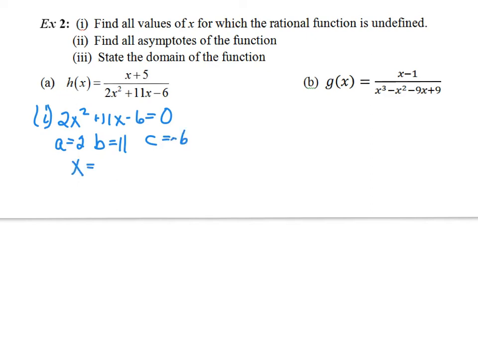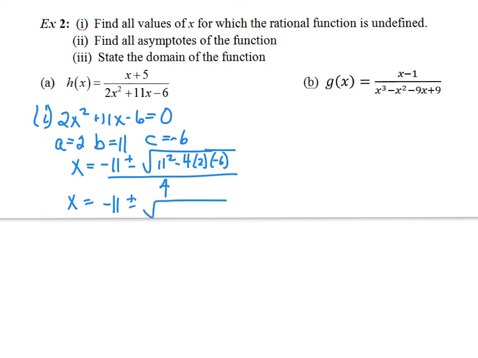So x is going to be equal to the negative of 11 plus or minus the square root of 11 squared minus 4 times 2 times -6, all over 2 times a, 2 times 2, which is 4. So x is equal to negative 11 plus or minus the square root of, and if I type this into my graphing calculator, I'm getting 121 plus 48, which is 169, divided by 4. This, of course, gives me my two solutions.